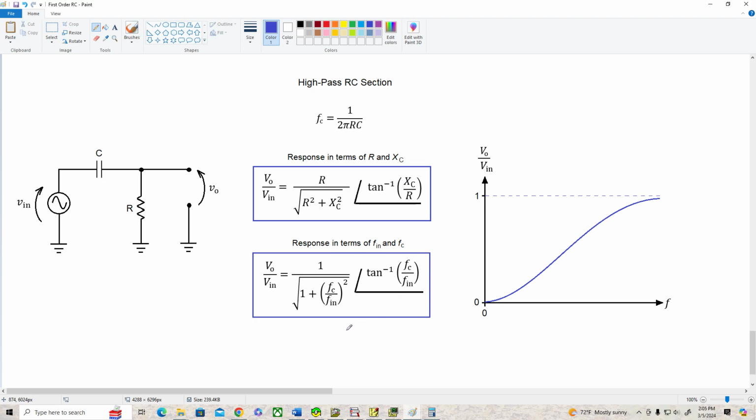Likewise, for the response in terms of F in and F sub C, we just flip over the frequency fraction and we get the response equation. And here's what it looks like as a function of frequency for the magnitude of the response. We're going to be using RC sections like this quite a bit in future applications. And now we've got, I think, a pretty good handle on the basics of how they work, and we'll discuss more about them as necessary in the future.